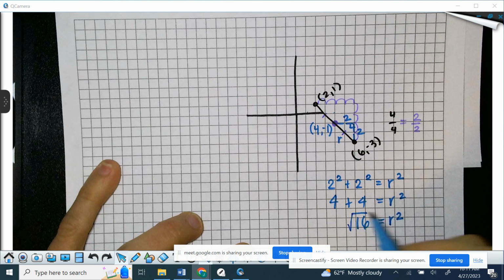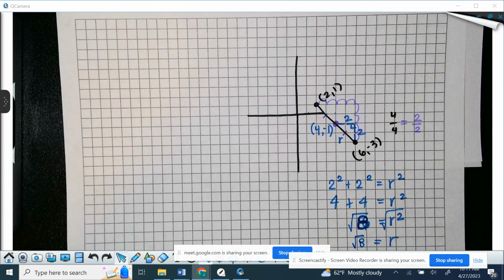Oh, I did that completely wrong. 8. Phew, what was I saying? That is really big. So square root 8. 4 plus 4 is 8. Silly mistake, sorry. So our radius is going to be the square root of 8, or a decimal to whatever decimal points that the instructions tell you.